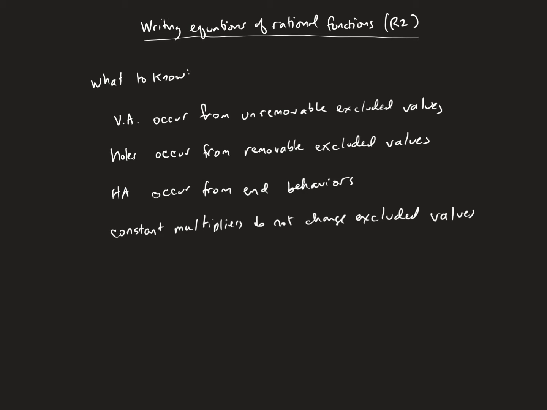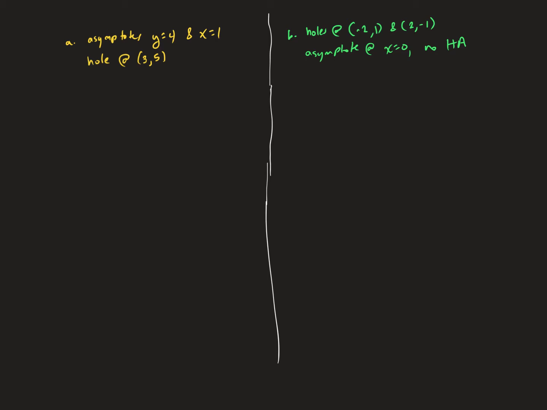Horizontal asymptotes occur from end behaviors, and that's what happens when x gets really large or really negative. You may have learned certain rules governing horizontal asymptotes last year. We'll talk more about those in this video. And constant multipliers, multiplying a fraction by a number, don't change the excluded values. It doesn't change what causes the graph to have a hole or vertical asymptote. All right, so with those things in mind, let's look at the two examples from the summer work, from R2, problems A and B.